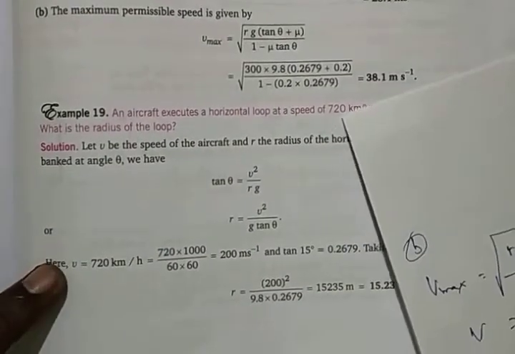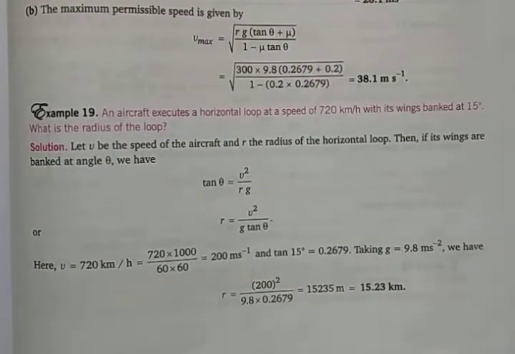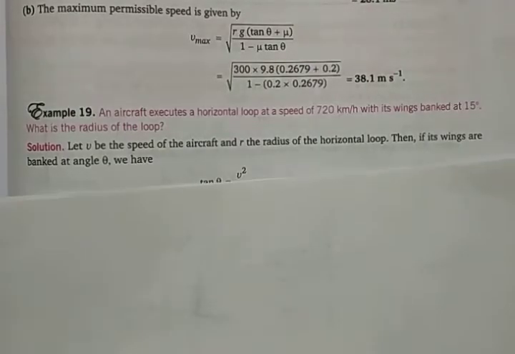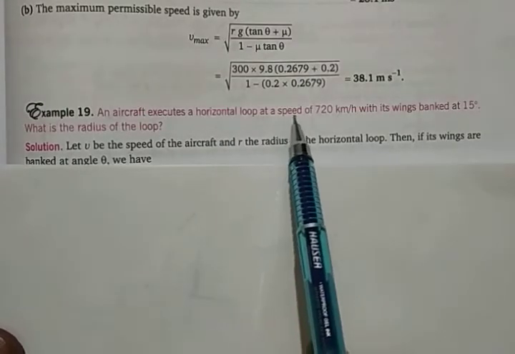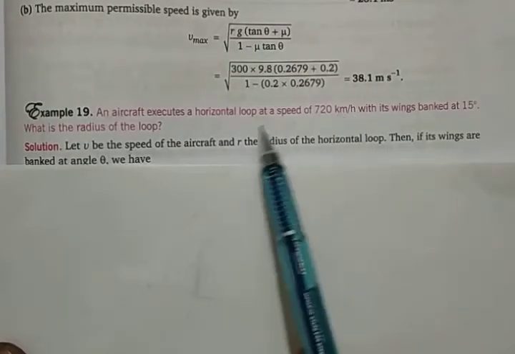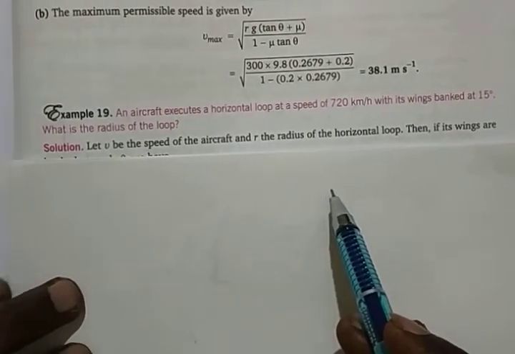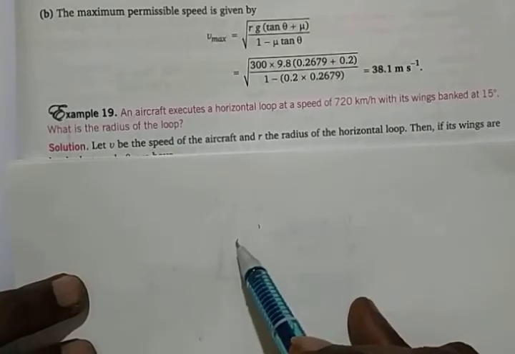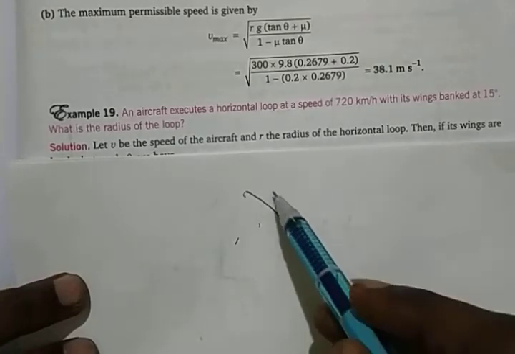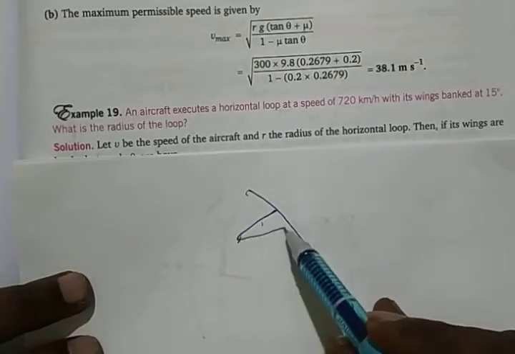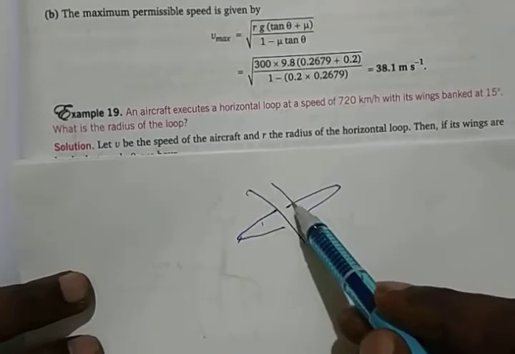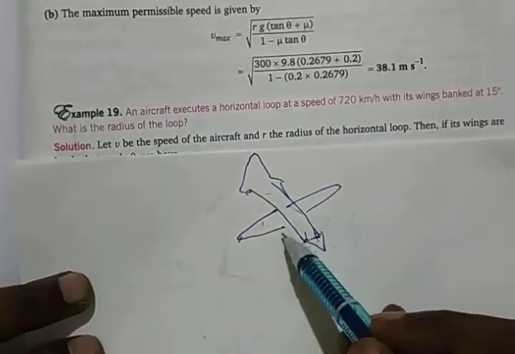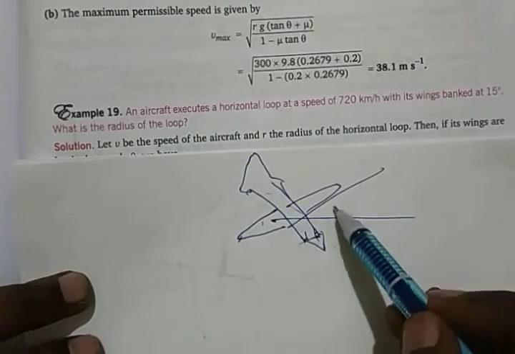This one is a really interesting question, where it is not on a track, because it's an aircraft. An aircraft executes a horizontal loop at a speed of 720 kilometers per hour. Horizontal loop. What is a horizontal loop? It is not a vertical loop. The aircraft is also going through a horizontal loop. Have you seen an aircraft when it is turning? The aircraft used to sort of bend like this, so you get a side bend.